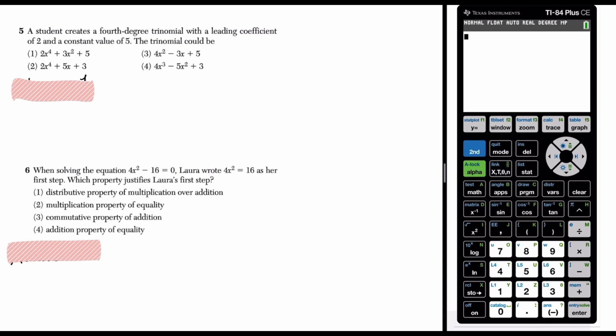Let's look at 5 and 6. The answers are 1 and 4. Stay here if you want an explanation for either one. If not, move forward. All right, for the first one, this is just some vocabulary terminology with polynomials.